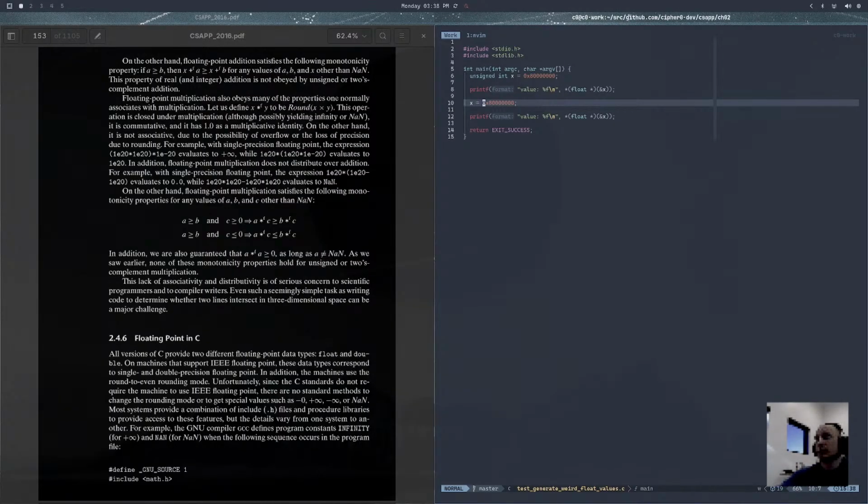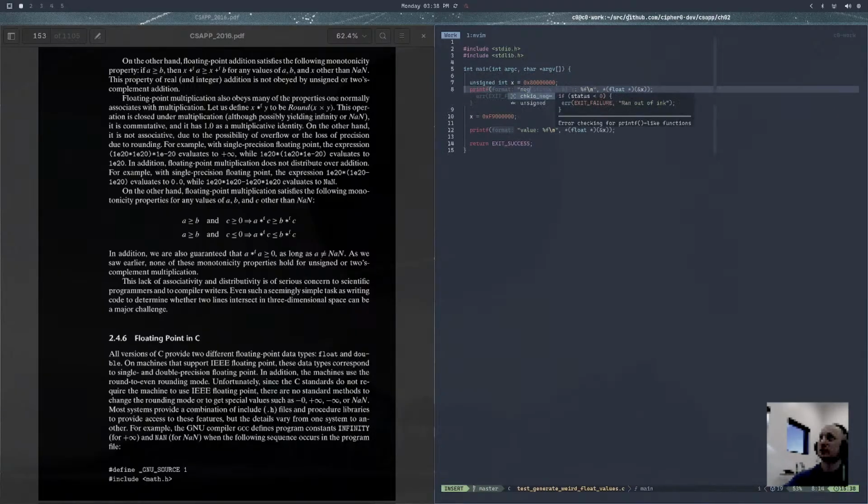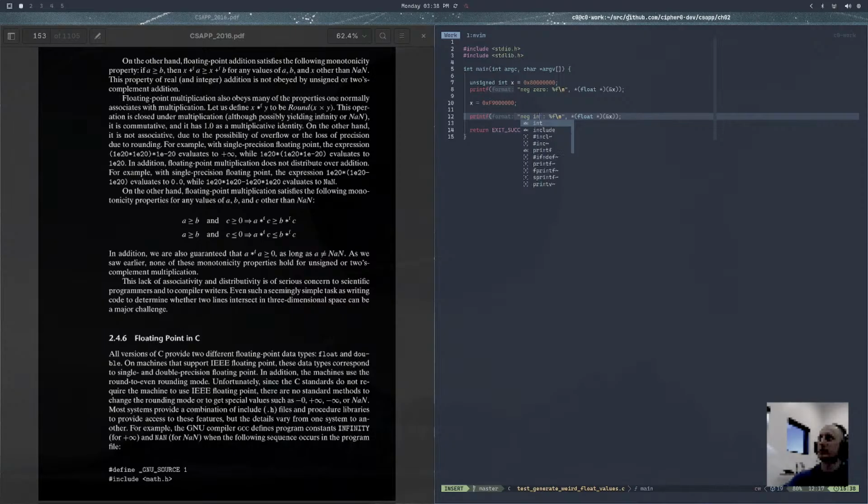So what's the next value I wanted to try? 8 bits being the exponent would give us negative infinity. So we need 9 bits. So this would be F, and then this would be 8. So I think this is negative infinity. We'll call this thing negative 0. This would be negative infinity.